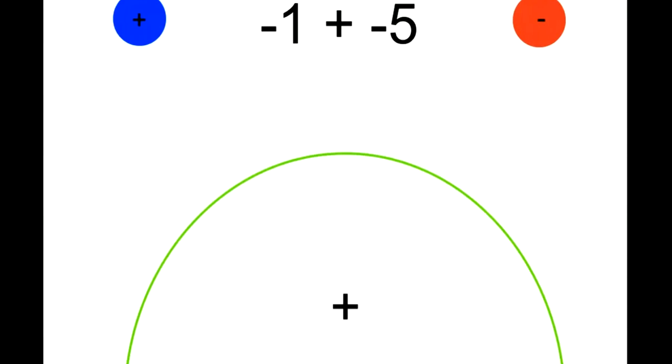-1 plus -5. The essential questions. The first one is, is integer hill positive? And it is. We have a plus sign. So I'm putting -1 on the left and -5 on the right.